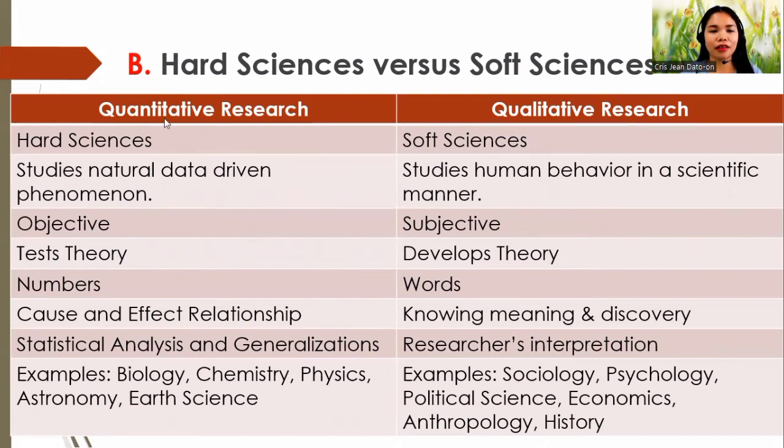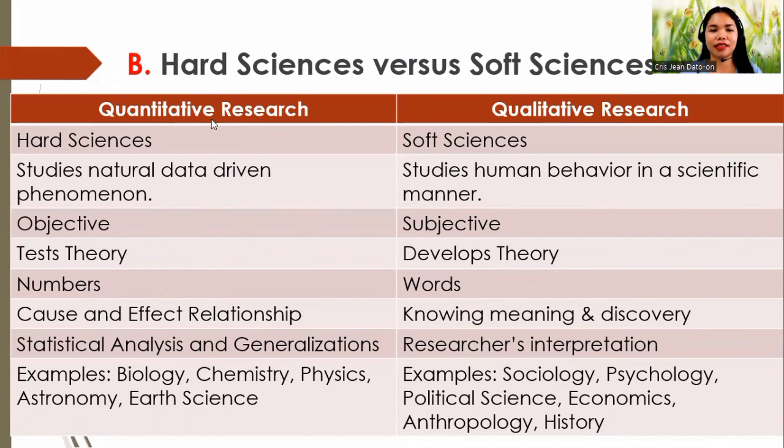When it comes to theory, when we say quanti, we test theory. So we have a theory and we test if it is true in this setting. Whereas in quali, we develop theory. After we conduct our study, afterwards we develop another theory. When it comes to numbers and words, it is clear that numbers is what is being dealt with in quantitative research, whereas qualitative research is more of words.